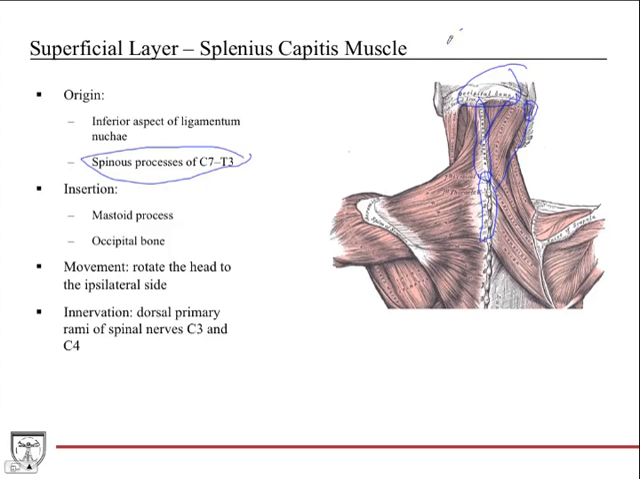If you remember, muscles contract, so they're going to shorten. When they shorten, they're pulling two objects closer together, in most cases two bones together. So it's going to contract like this and rotate the head to the ipsilateral side. This is the right sided muscle, so it's going to rotate the head to the right. Now the innervation, a little bit more specific, dorsal primary rami of spinal nerves C3 and C4. So that's the unique one.